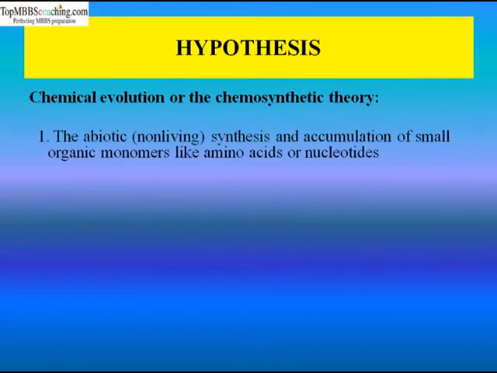First one is the abiotic or non-living synthesis and accumulation of small organic monomers like amino acids or nucleotides. See, random molecules form single organic molecules with energy provided by the sun. Second point is the joining of monomers into polymers, or the simple organic molecules formed in the first stage bond to create major organic macromolecules.